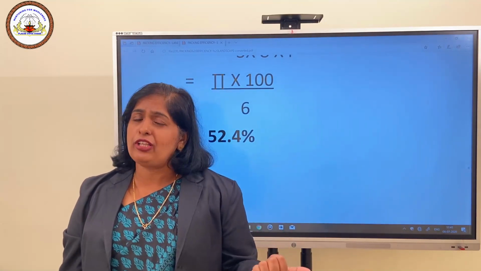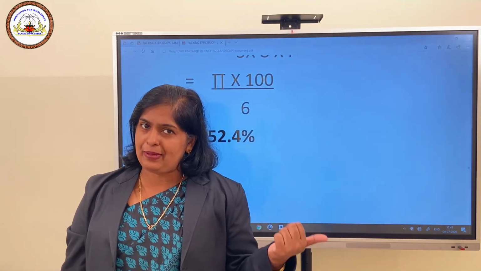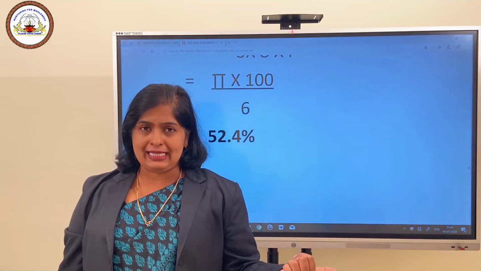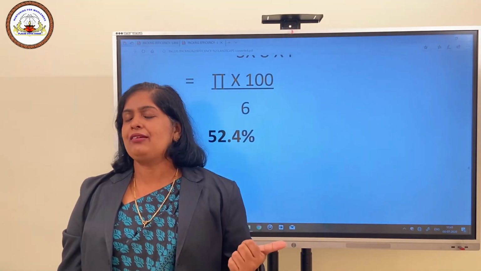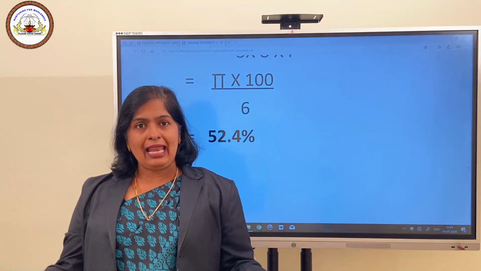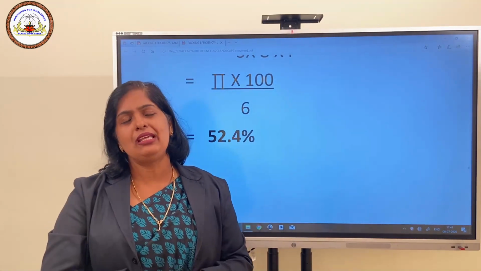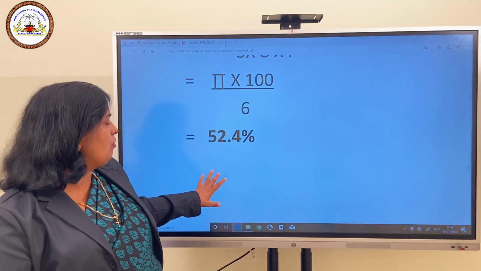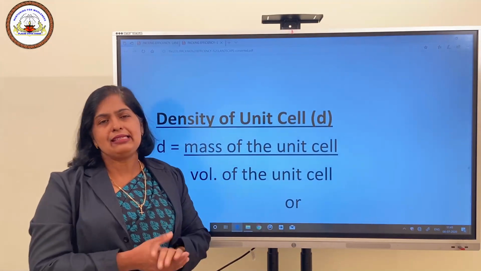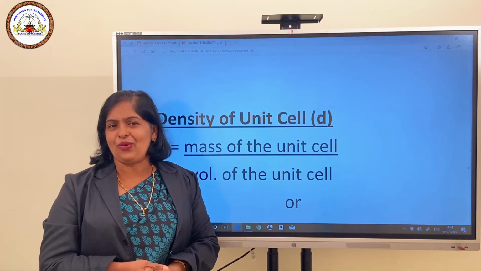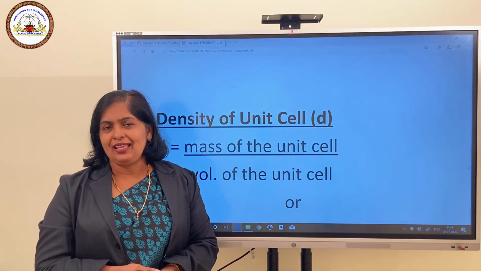So my children, from the examination point of view, the questions that can come are: derive an expression for the packing efficiency of FCC, CCP structure, or BCC structure, or simple cubic crystal lattice, or the relation between edge length and radius in these 3 structures. Now, hope this thing is clear to you. Now move on to the next topic.